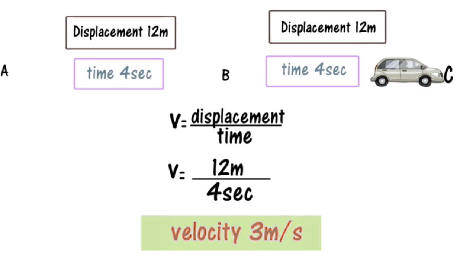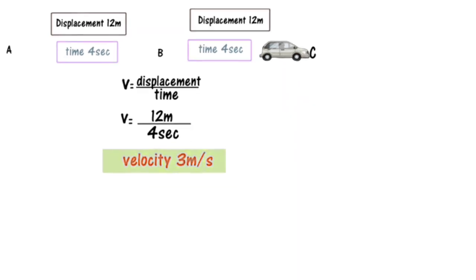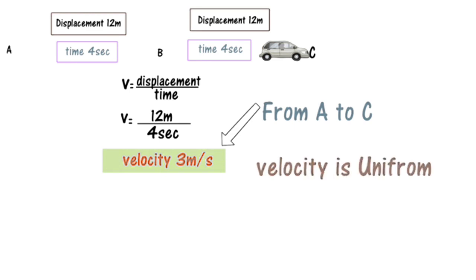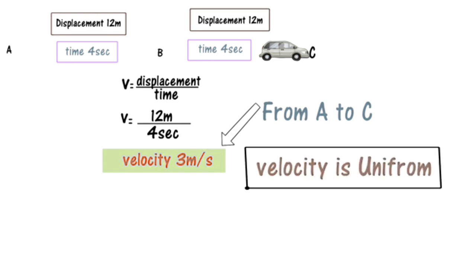meters per second. Now the velocity of the car from point A to point B is 3 meters per second, and similarly the velocity from point B to point C is also 3 meters per second. So from A to C, velocity is 3 meters per second. Hence we can say that velocity remains the same from point A to point B and from point B to point C. Hence velocity is the same, and we say that velocity is uniform. So this was all about uniform velocity.